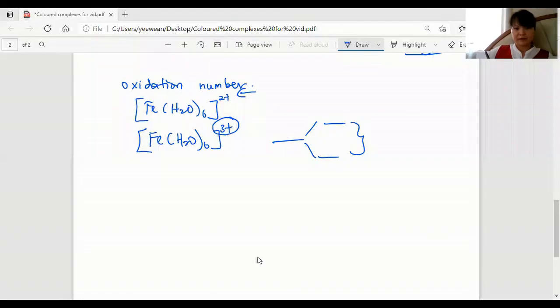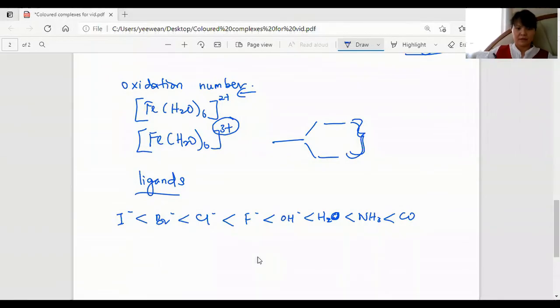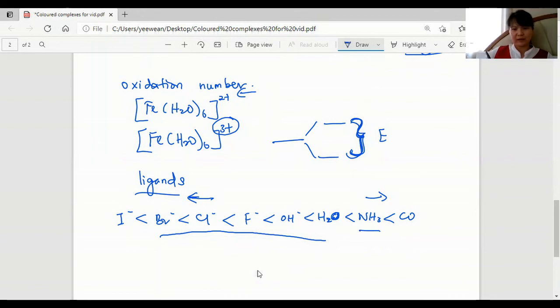How great this splitting is also depends on what ligand it is. This list is available in your data booklet to refer to. So in exams, you can refer to the data booklet. The ones on this side cause a larger split, so a larger energy gap here, and these cause a smaller energy gap difference here. Okay, so for example, ammonia would cause a larger splitting than water.